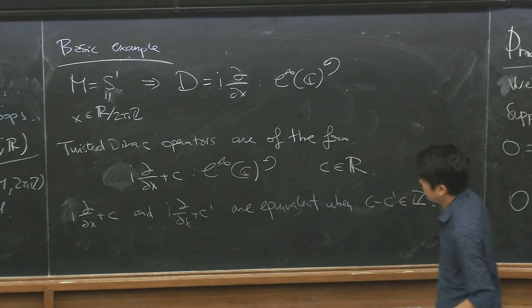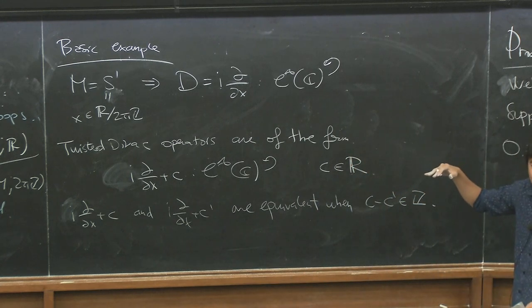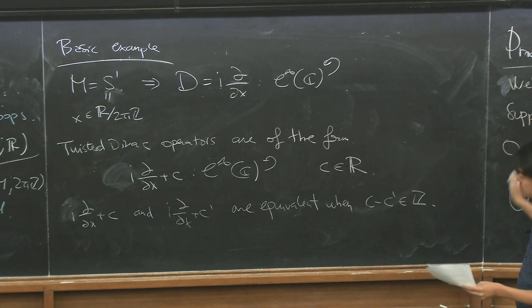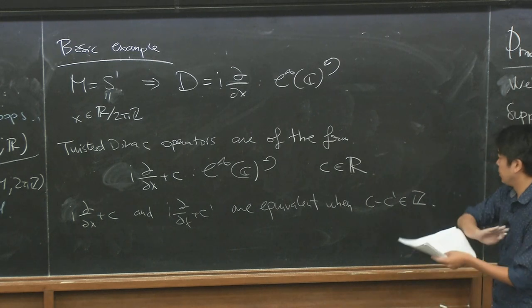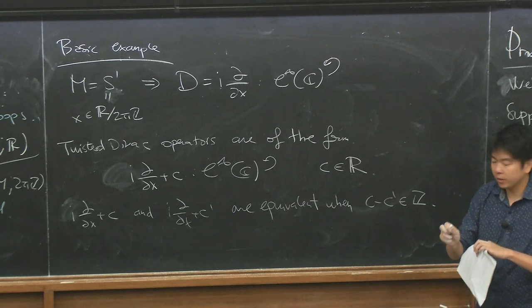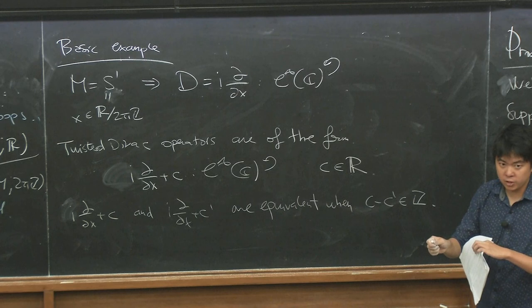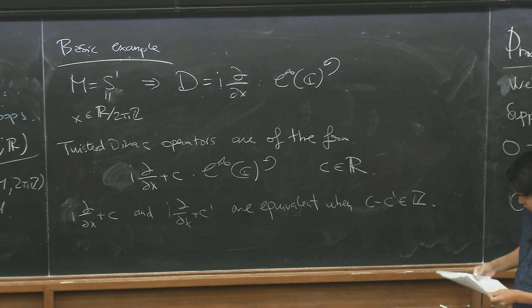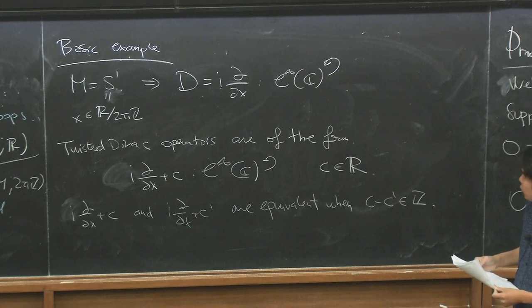So this is an exercise at the end of the notes. There are some exercises that should help you grasp what's been going on in class. So we have this family of operators parameterized by the real line, and they're the same when the parameters differ by an integer. So we have an S1 family of twisted Dirac operators. So I will end here.